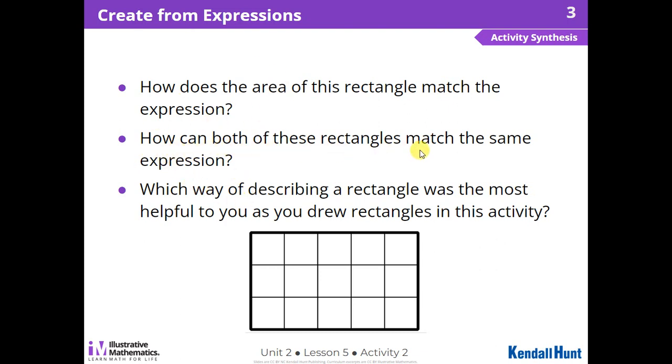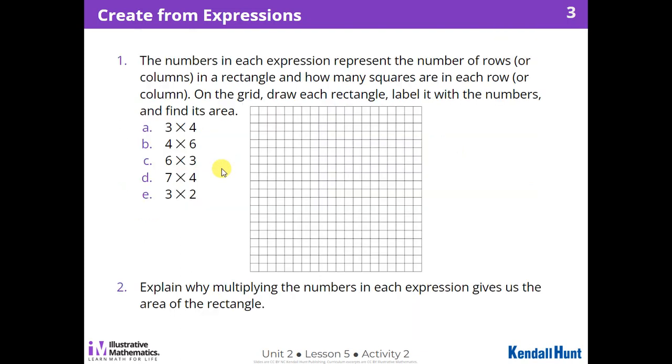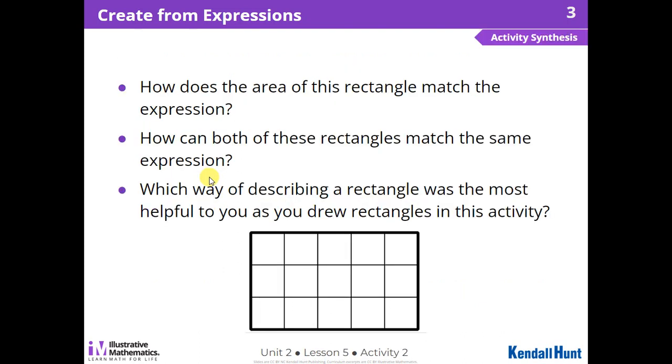How can both of these rectangles match the same expression? Okay, where are these two rectangles? Here the expressions are missing, I think, but we can draw two rectangles here, like 3 times 5 and 5 times 3, and they can show how the rectangles match the same expression. You can see they can flip that rectangle like this, and they can see they are both the same. So they can answer like that.